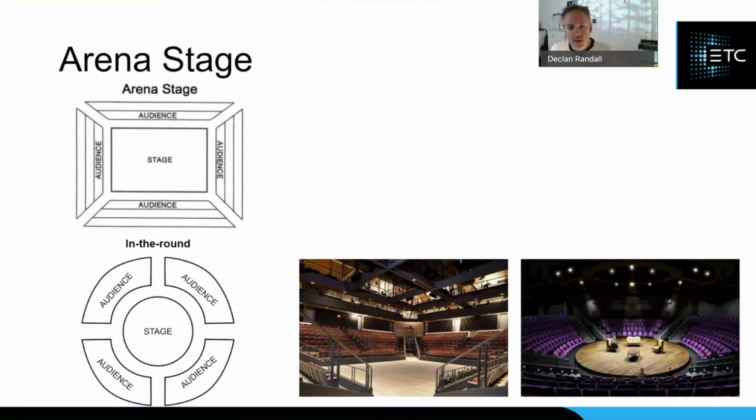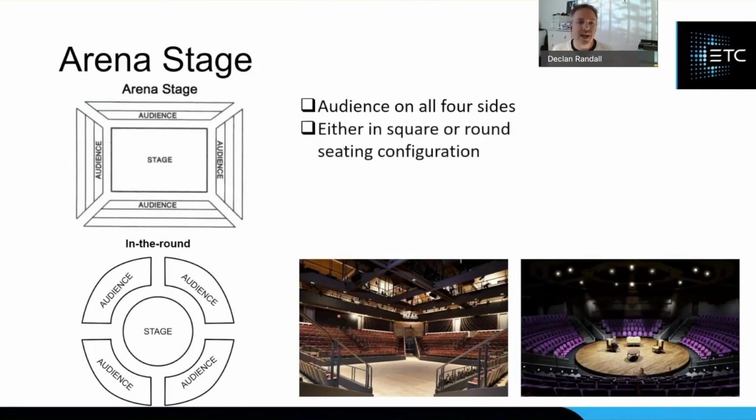Good. Brilliant. So our arena stage is where we have audience on four sides. And you have audience on all four sides, and this can be either in a square stage configuration or in a round stage or seating configuration. It is something that you might come across in studio and black box spaces. Normally, though, these types of venues are bespoke and have been designed specifically to be in the round. Because of the complexity involved in staging and designing things in these venues, the lighting rigs tend to be quite complicated.